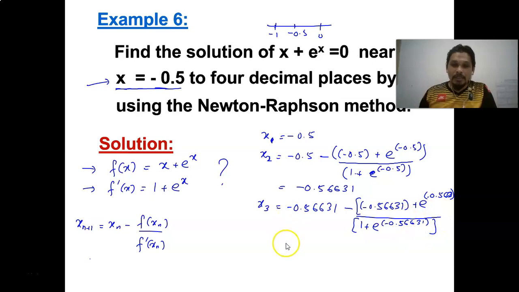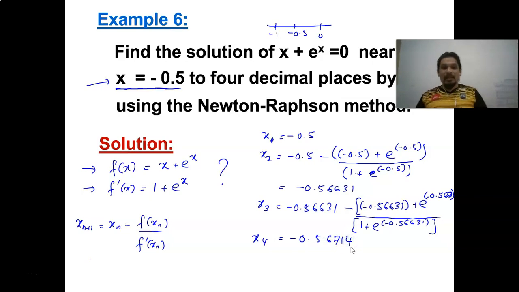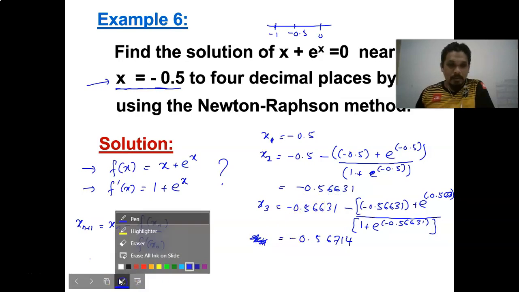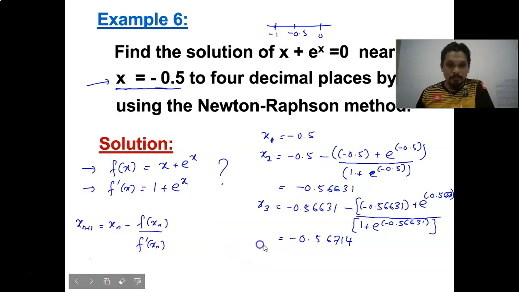Okay, again use the calculator. It gives you x4, which is negative 0.5714. Okay, now we are going to compare between this x2 and x3. This is the answer of x2 and this is the answer of x3.